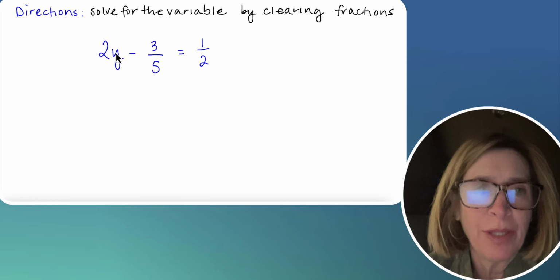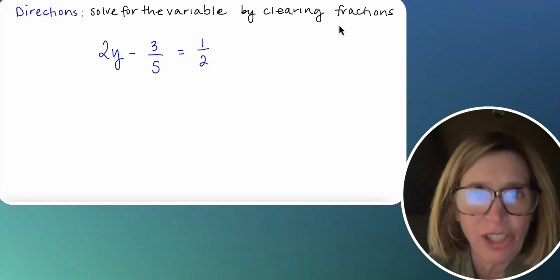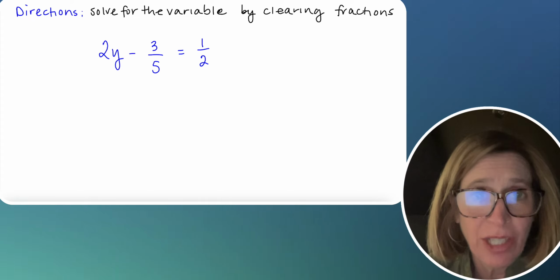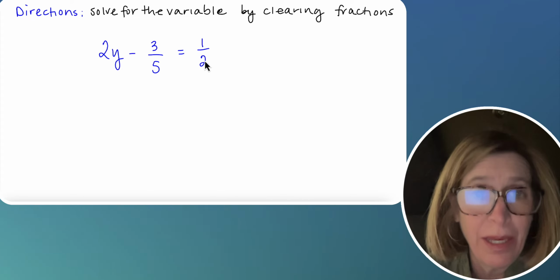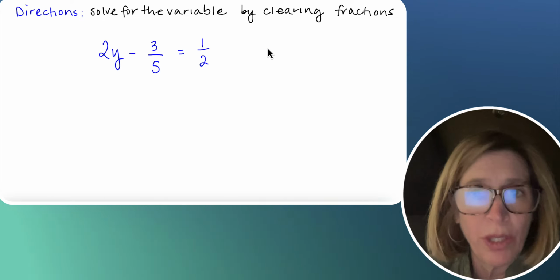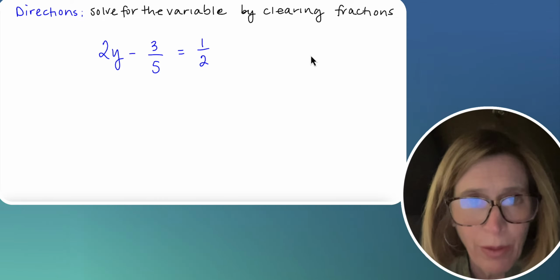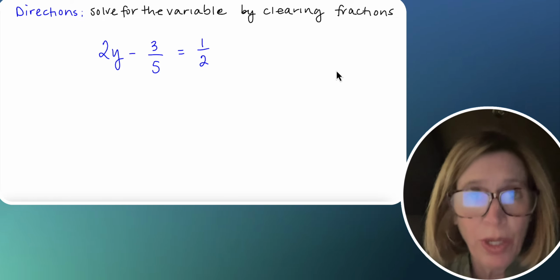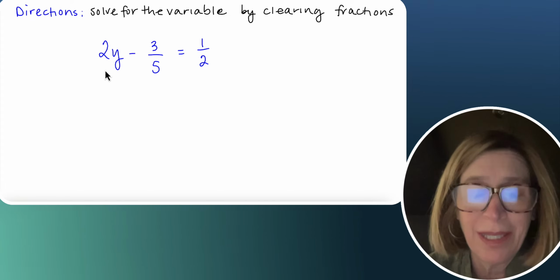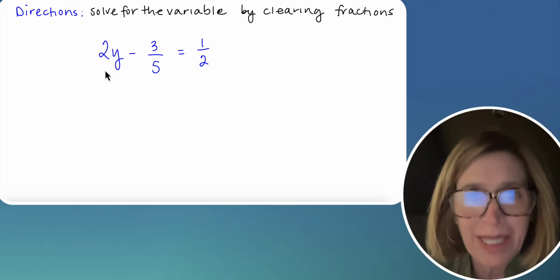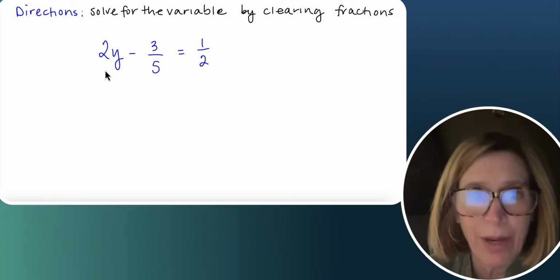But the directions might say something like solve for the variable by clearing fractions. And the idea with clearing fractions is you want to get rid of them because they make the question more complicated. But I think it's really important to know that when you solve an equation for a variable, you're finding the number that when you plug it back in, it makes the equation a true statement. So remember that because that's your goal. You're trying to find the variable.